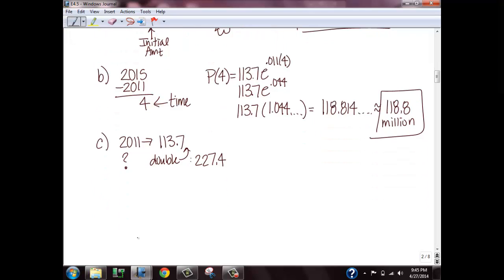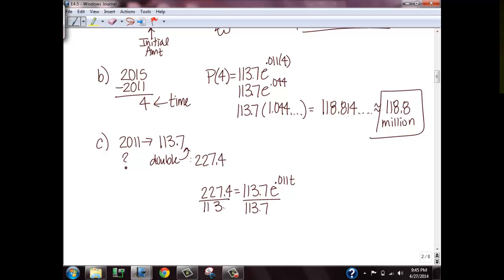So I'm going to plug that into the left-hand side of my equation since that is my ending amount. So I'm going to go ahead and do 227.4 is equal to my initial amount, 113.7, times e to my growth rate, which is 0.011, times my time, which we don't know. That's what we're trying to figure out here. Okay, so notice my unknown is inside an exponential function. If it's inside an exponential function, I must first get that exponential function isolated.